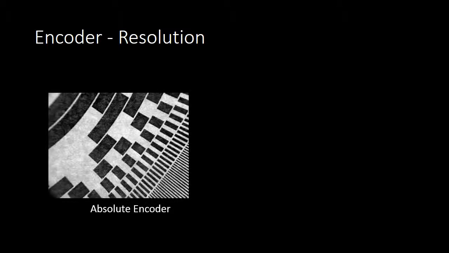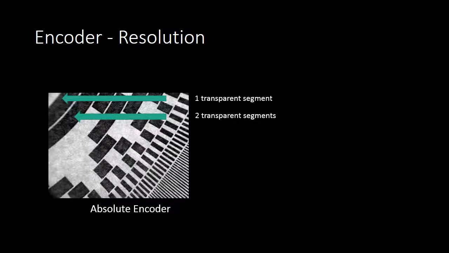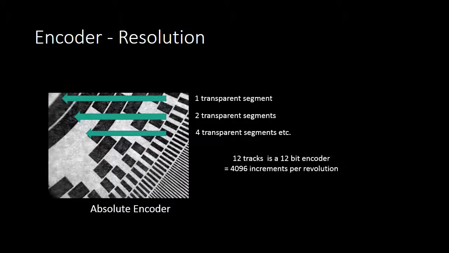For absolute encoders, each position of the shaft has a unique value specified in bits. The amount of bits is determined by how many rings or tracks are on the encoder disc. The first track has one transparent and one opaque segment. The second has 2 of each, the third has 4 of each, and so on. The number of tracks determines the absolute encoder's resolution. An encoder with 12 tracks is a 12-bit encoder, which has a resolution of 4096, or 2 to the power of 12, increments per revolution.